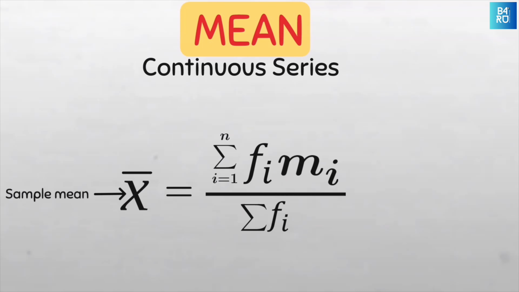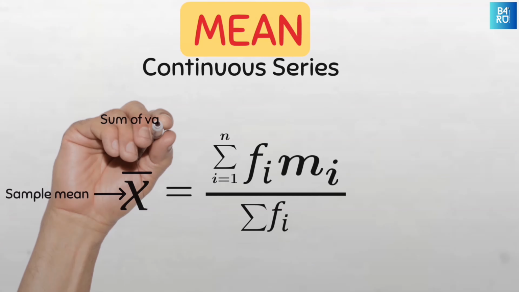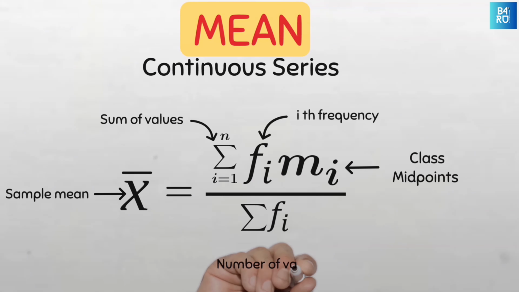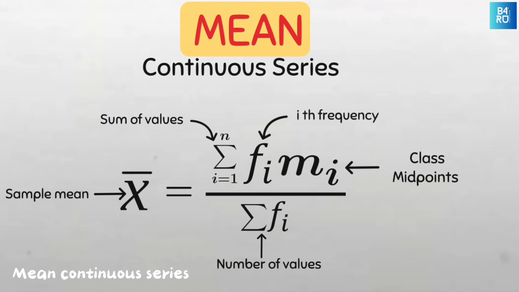Here, x bar is a symbol for the mean of the sample. Sigma i equals 1 to n is the sum of all the values from the first to the last. F sub i is the value of the ith frequency, i.e. the frequencies of the classes. M sub i is the midpoints of the classes. And sigma f sub i is the sum of all the frequencies, which is the same as the sample size. Great, now let's apply this formula.